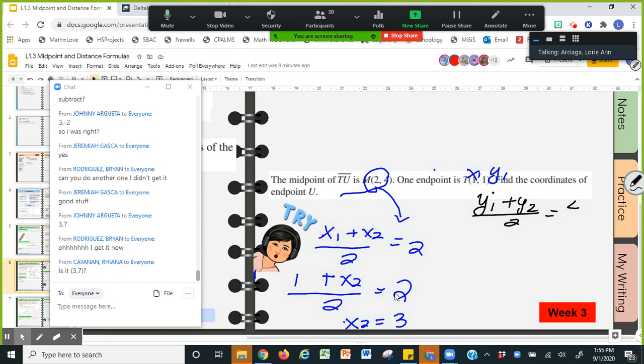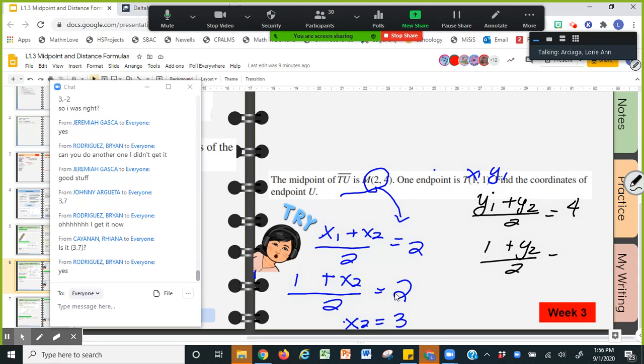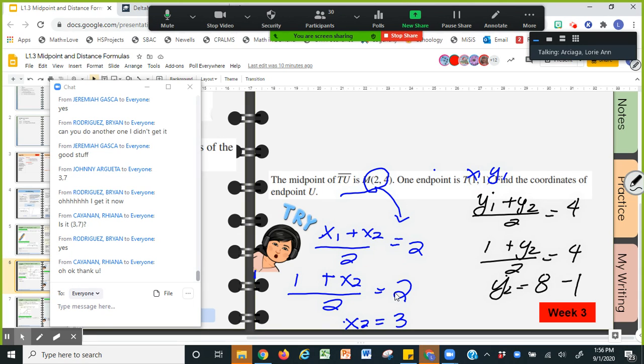Johnny, you might want to explain how you're doing it in your head while I'm writing it. That would be nice to hear. Okay. So 1 plus y2 divided by 2. Yes, Rihanna. Yeah, because you're going to multiply 2 times 4 is 8. Okay, so 2 times 4 is 8. And then you're going to subtract 1. Yeah, good job. So 7. y2 is equal to 7. Okay. All right.